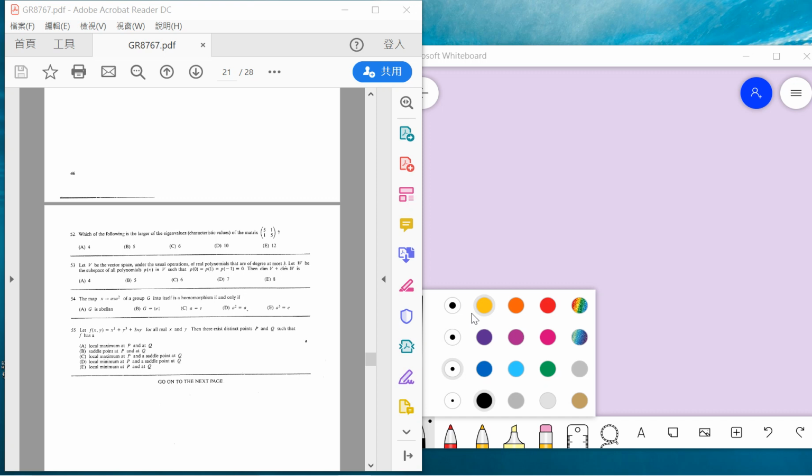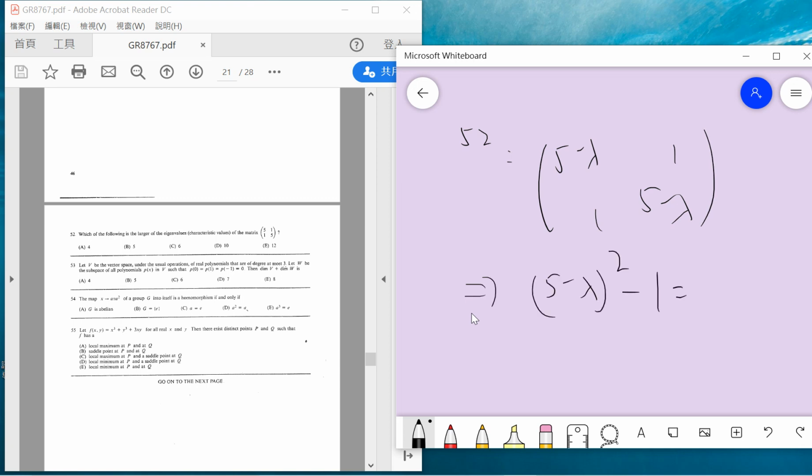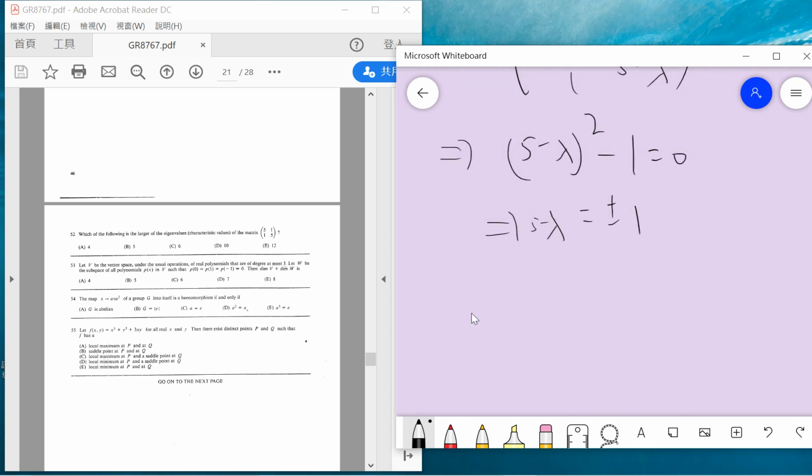Okay, so 52. Basically, it just asks about solving this eigenvalue. So this is very easy, we can solve it. We have two eigenvalues, one is 6, one is 4. So the largest is 6. We choose C.